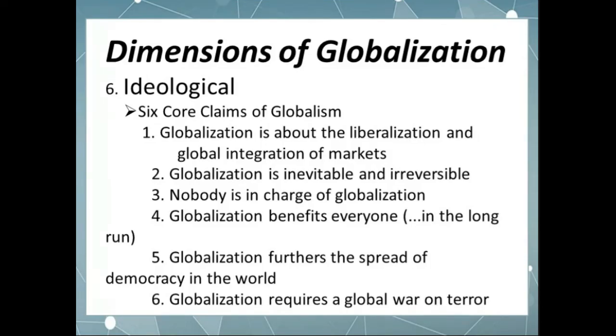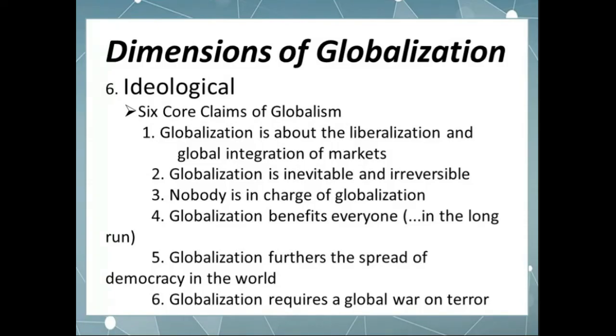Next is that globalization furthers the spread of democracy in the world. Hindi nga po ba't meron tayong different sources of information dahil sa globalization. At dahil doon, we are able to express our thoughts and opinions based on the facts that we have gathered. And the more na we are being open to such information, mas nagiging vocal tayo at mas nagiging free tayo when it comes to different matters, whether that is political, cultural, religious, or social. In that sense, nagkakaroon tayo ng more democratic state of mind.